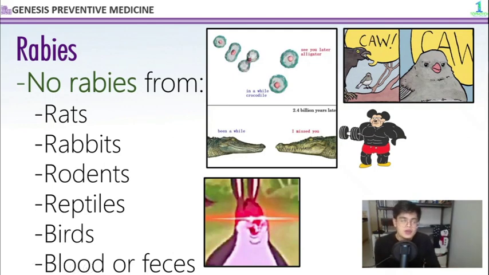So, if a question prompt asks whether or not you need rabies vaccination, rabies prophylaxis for rat bites, rabbit bites, rodent bites, reptile bites, bird bites, you won't need rabies vaccination. So those are the animals that will not require rabies vaccination. If you don't see an animal listed here, then if you're bitten by that animal, you might need rabies vaccination, as we will see later on.